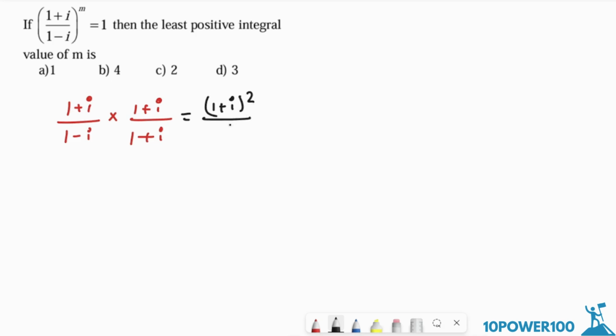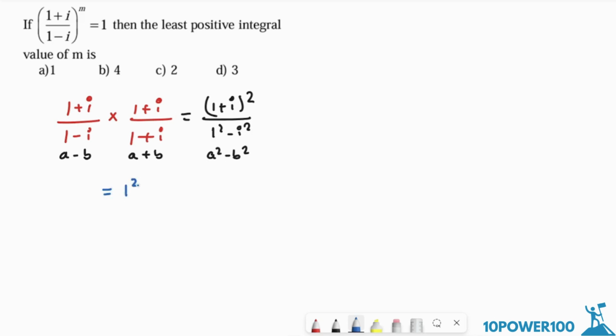And the denominator, if you multiply, you get (a minus b) into (a plus b). We get a square minus b square. That is 1 square minus i square. Now let's expand the numerator. That is (a plus b) the whole square.